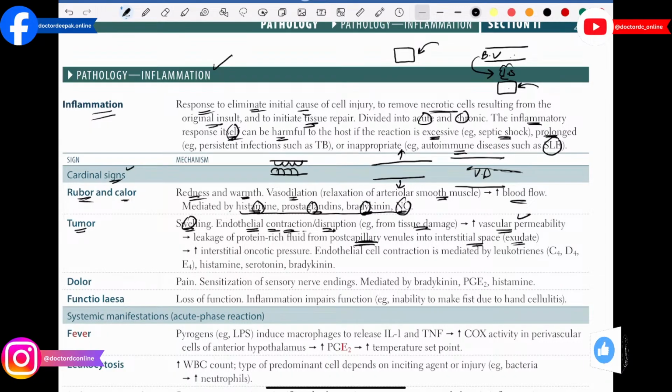Then after that, you know that when a large amount of proteins are collected in any part of your body, these proteins will increase the oncotic pressure. So let's take an example.